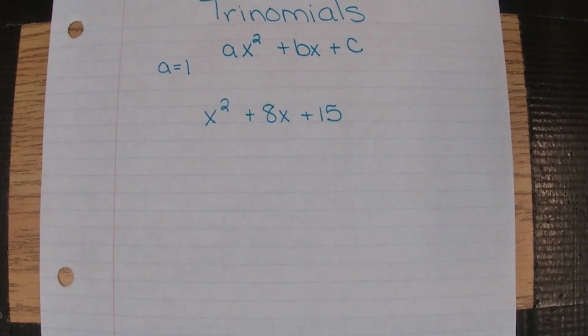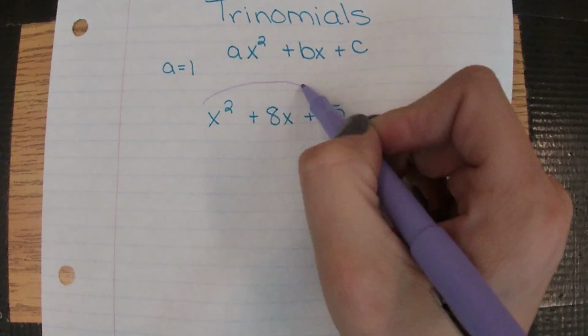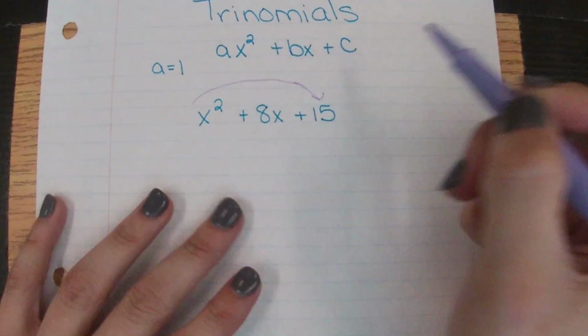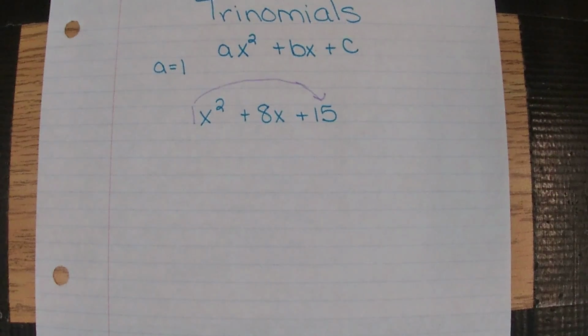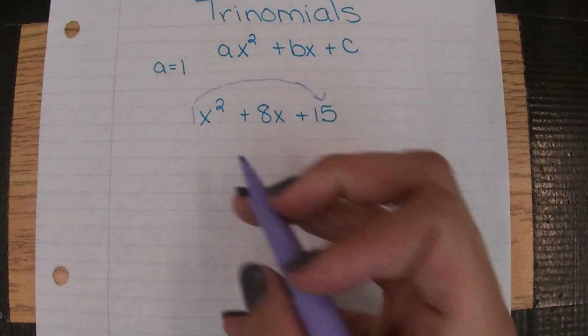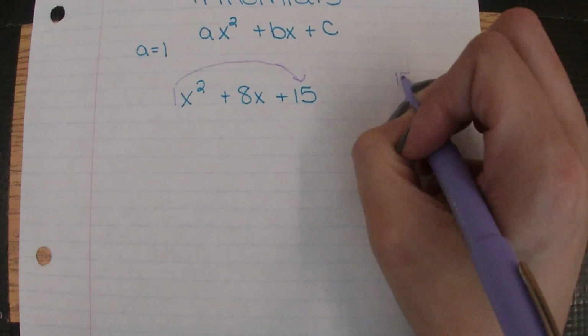So the process starts out exactly the same today. Okay, where we're going to multiply a times c. We are just going to have to recognize that there's nothing here, but that's really a 1. There really is a number there. We just don't see it written down. So 1 times 15 gives us 15.